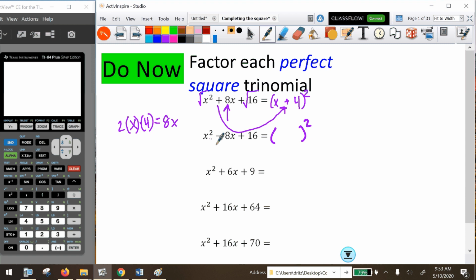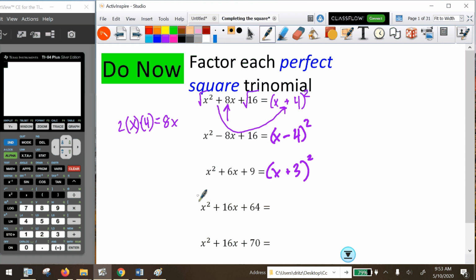You could just do the square root of that first term, the square root of the third term, separate those two answers with whatever sign's in the middle. So we have x squared plus 6x plus 9. We're going to put an x plus 3 in parentheses. The quantity x plus 3 squared is equal to x squared plus 6x plus 9.